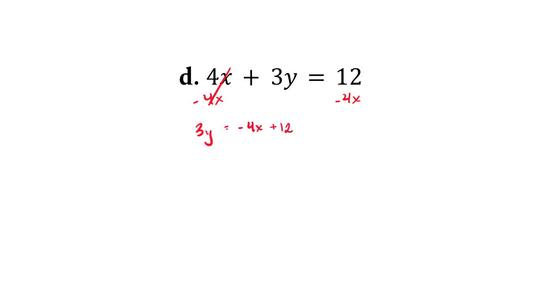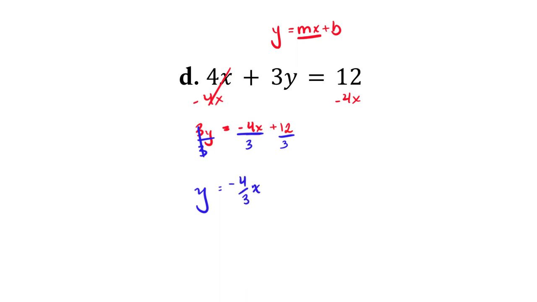Now, why do we want the x term to come first? Well, think about slope-intercept form. For slope-intercept form, the mx term is the first thing on the right side. So that's why we put it first on this side over here. So lastly, all we have to do is divide by 3.